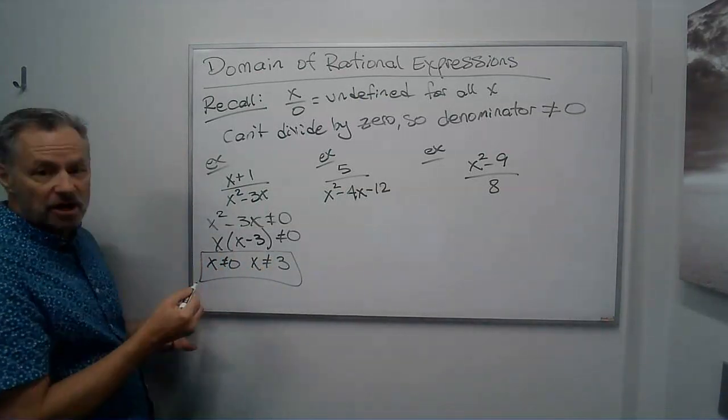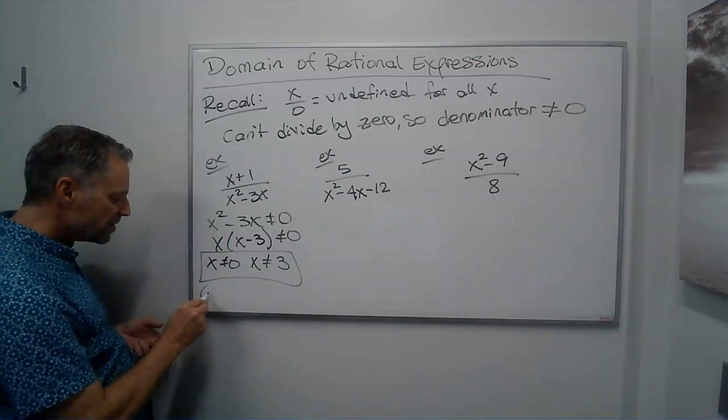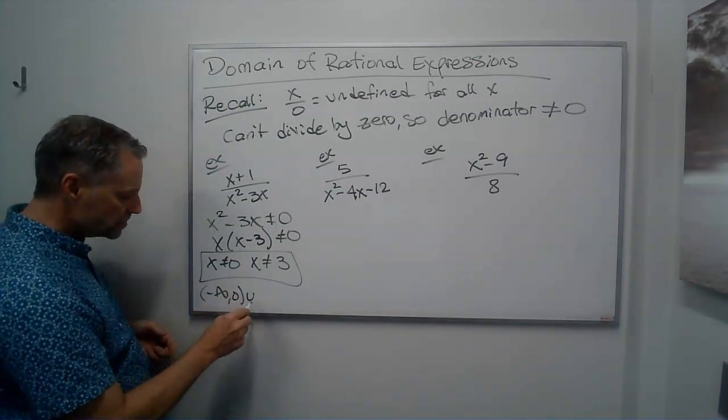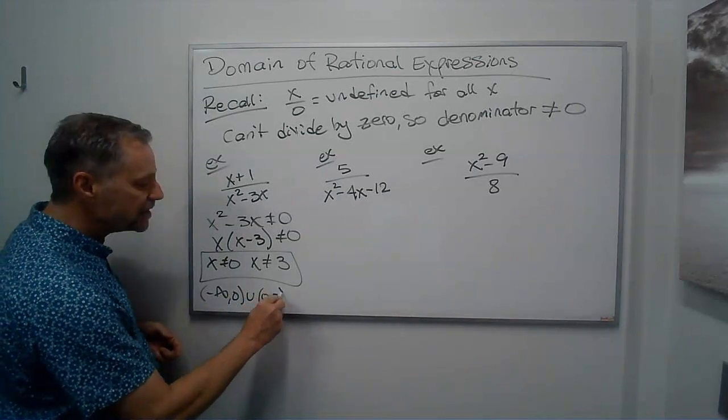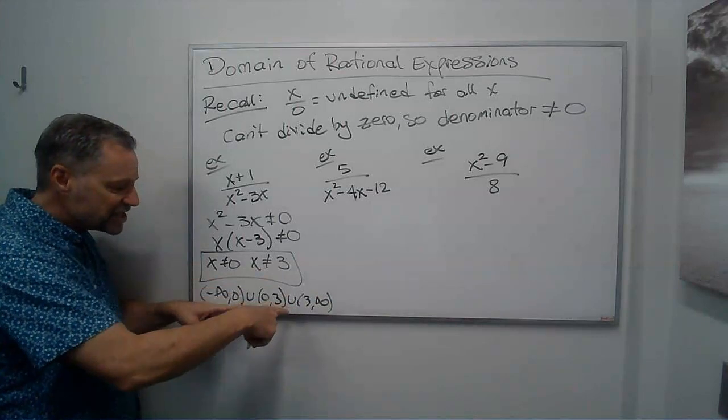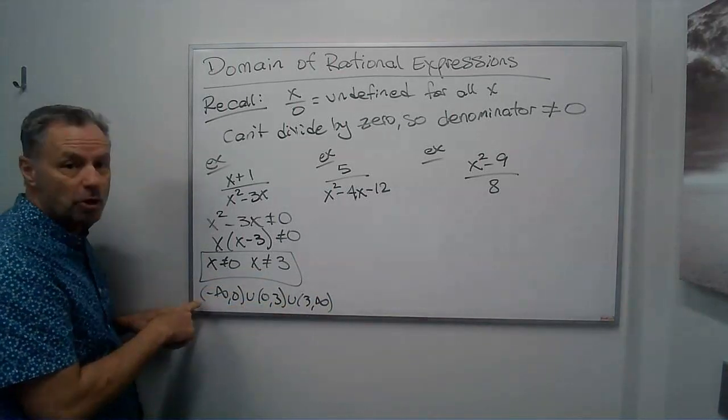If we're strictly talking about the domain, in interval notation, it'd be, okay, it's anything from negative infinity to 0, and it's also 0 to 3, and it's also 3 to infinity. So it's the whole number line. I've just taken out these two numbers. That would be the domain.